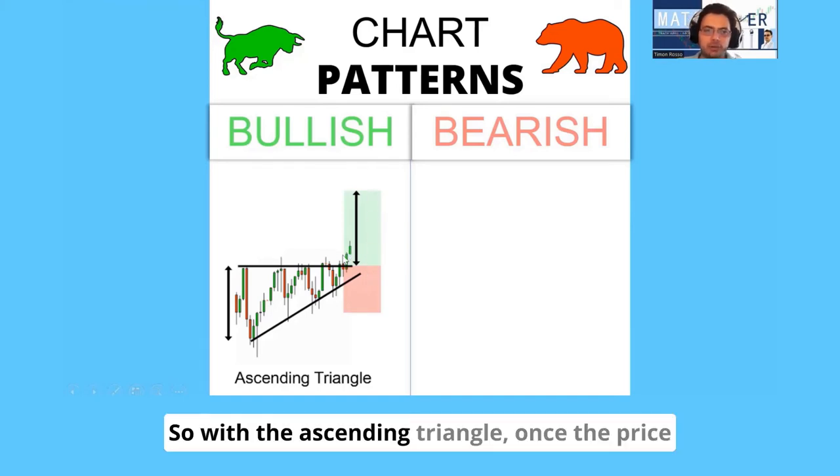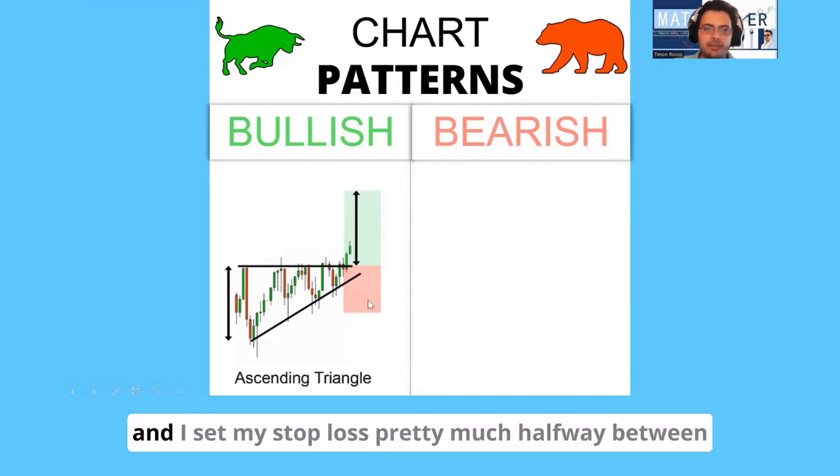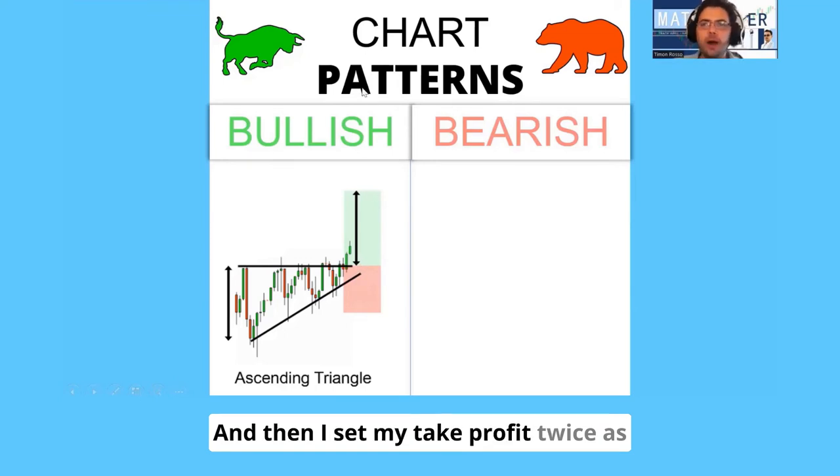So with the ascending triangle, once the price breaks up and out of the resistance, I get in and I set my stop loss pretty much halfway between the formation, sometimes below it, sometimes below the whole formation. And then I set my take profit twice as much as where I put my stop loss.